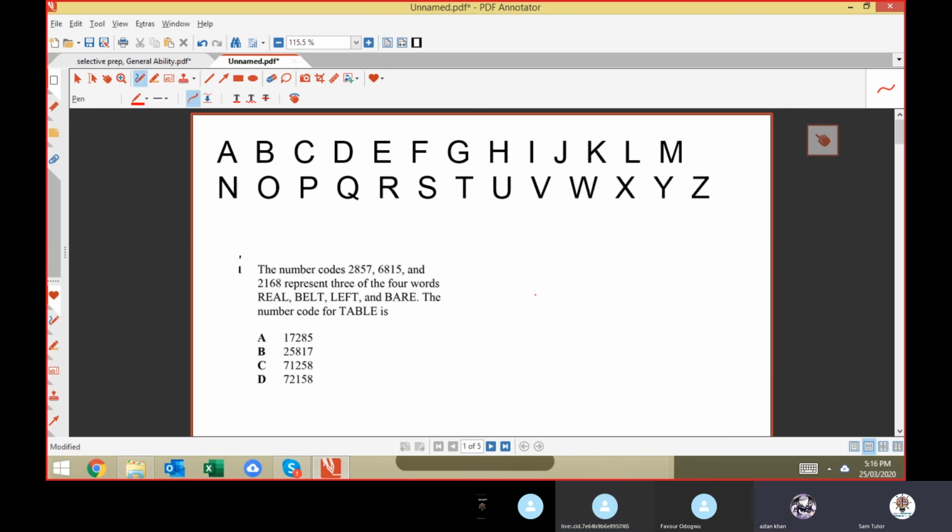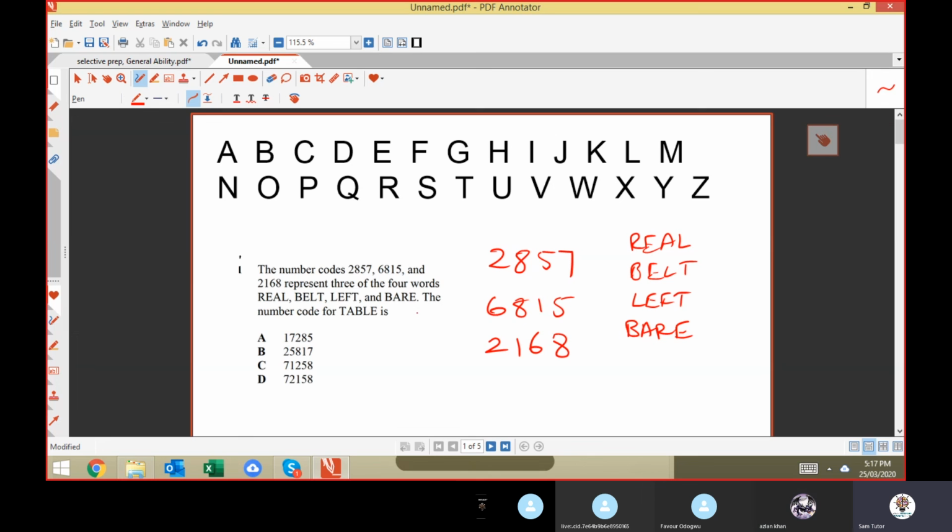Okay, what's the problem? The problem is that we've got 3 numbers, but there are 4 words: real, belt, left, and bear. So what we've got to do is somehow narrow down the right letters for the right numbers.